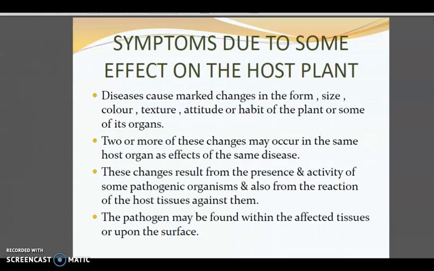Besides the symptoms that we discussed earlier, there are other symptoms which appear when a plant is affected by a disease. This disease causes marked changes in the form, size, color, texture, attitude, or habit of the plant or some of its organs. Two or more of these changes may occur in the same host organ as an effect of the same disease. These changes result from the presence and activity of some pathogenic organism and also from the reaction of the host tissue against them. The pathogen can be found within the affected tissue or upon the surface.